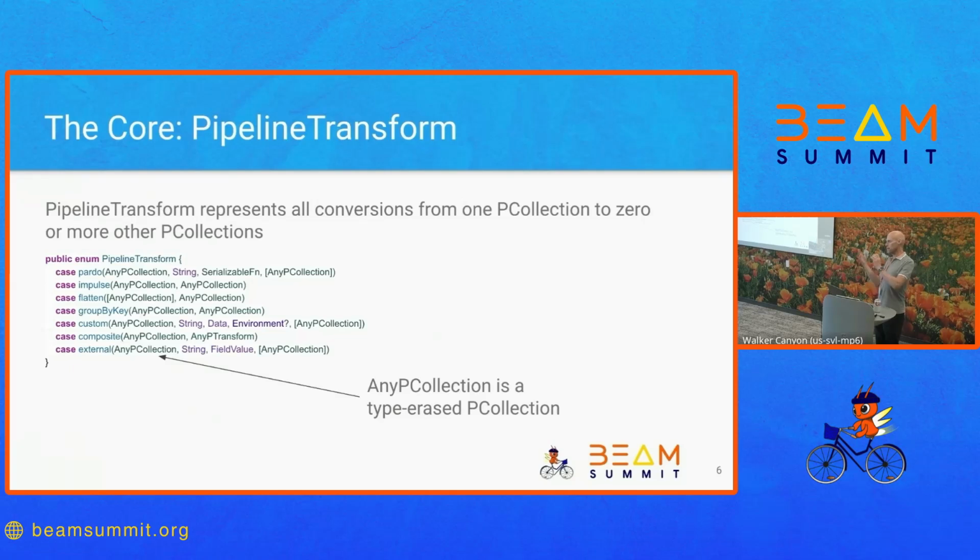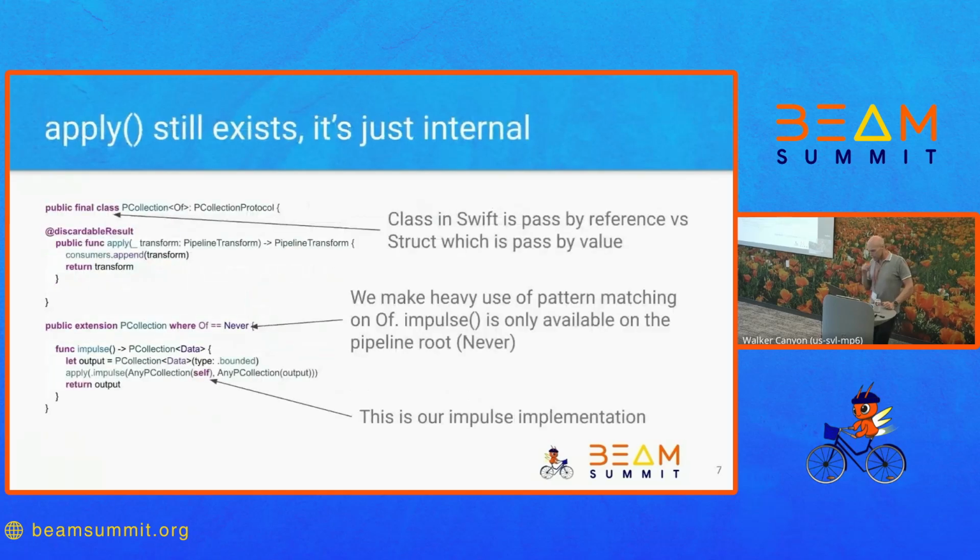And then from this, we convert things to the pipeline proto and/or construct the binary that we need to run a worker. And to do that, we use apply, just like you do in Java. So apply, even though you didn't see it in user code, and you would almost never use it in user code, still exists. It just happens to be something that is used primarily internally to construct this.